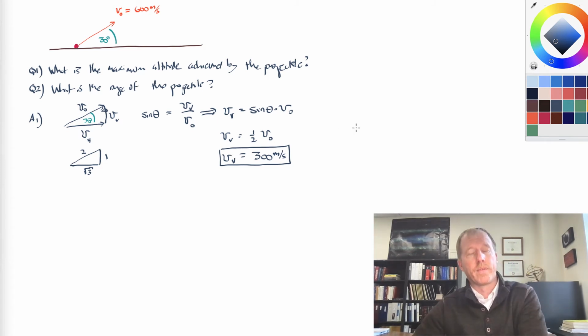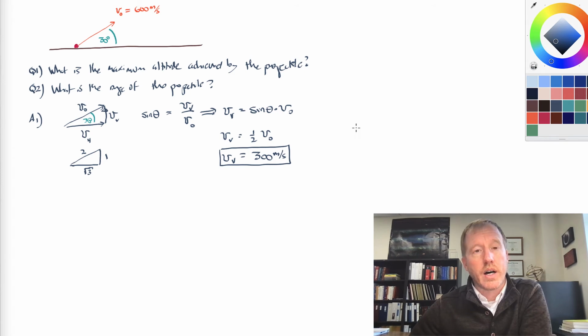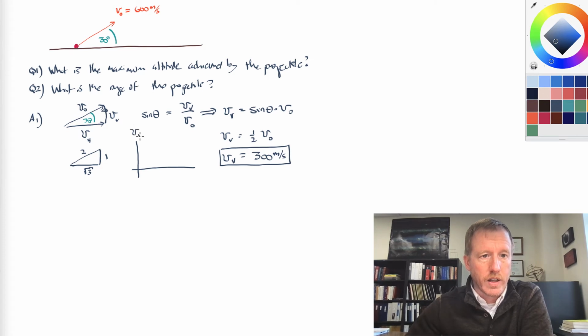Now the trick here is to get the height of this. All we need to do is figure out the moment that it has lost all of its vertical velocity. How do we do that? Well, I'll make a sketch here just to remind you of how this works. The vertical velocity as a function of time, since it's undergoing uniform acceleration, is losing speed at a constant rate.